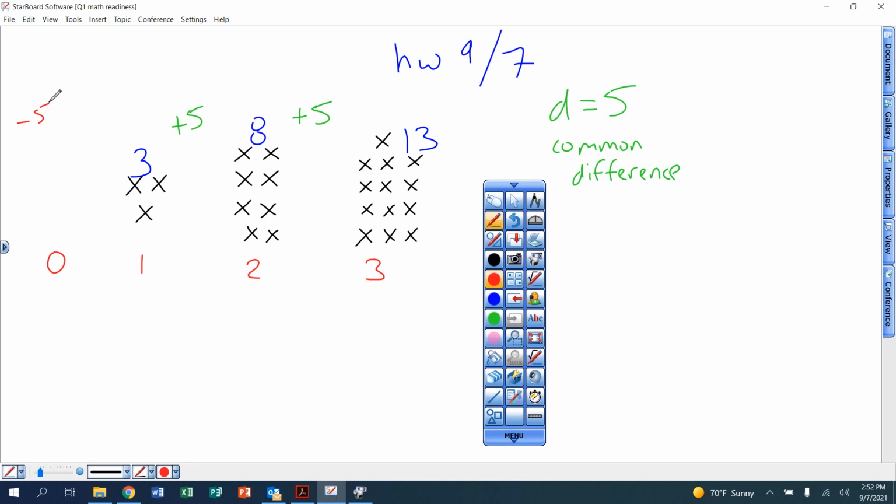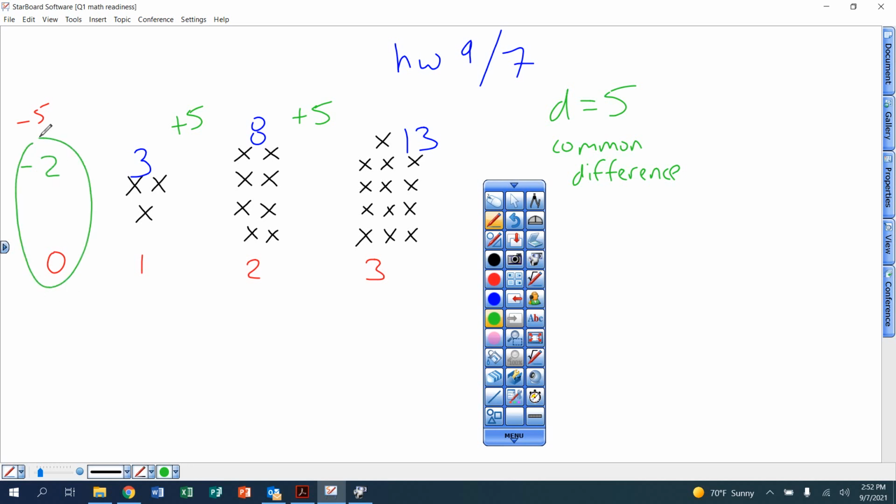And again, you're using these terms. 13 minus 5 is 8. 8 minus 5 is 3. This 3 minus 5 is what I'm looking for. 3 minus 5 gives me negative 2 for the all-important y-intercept term.